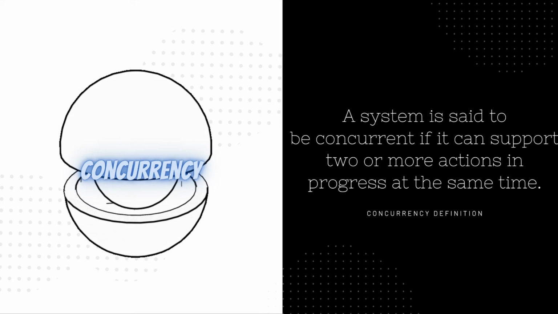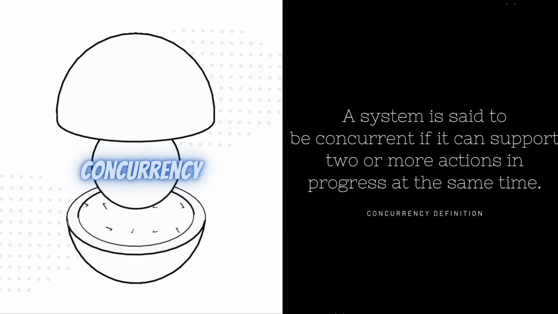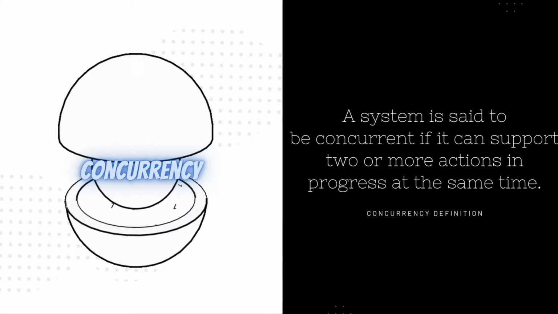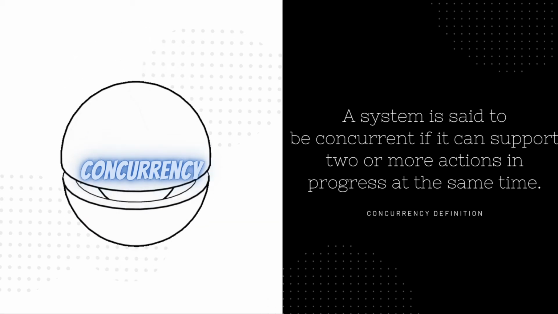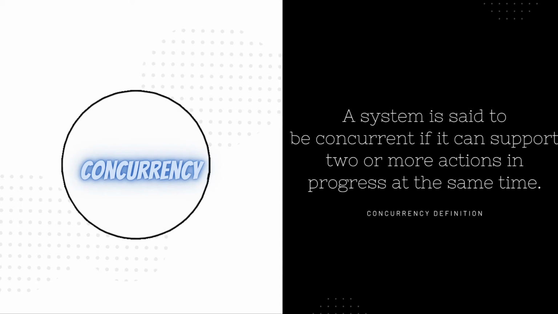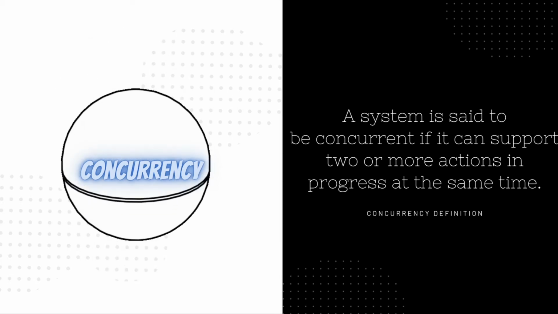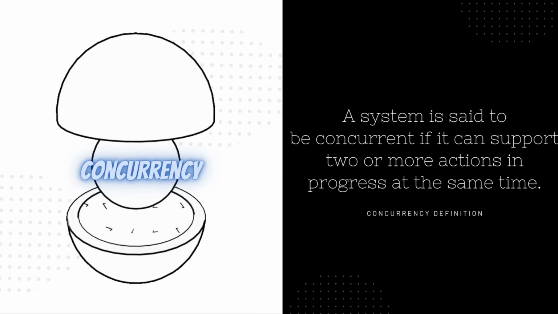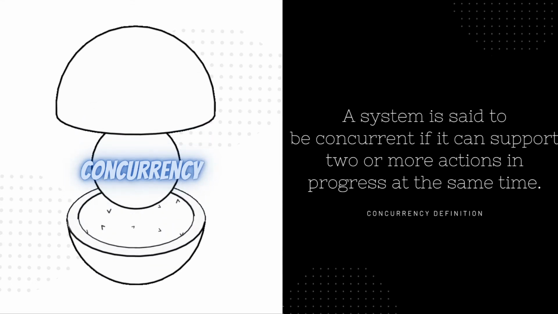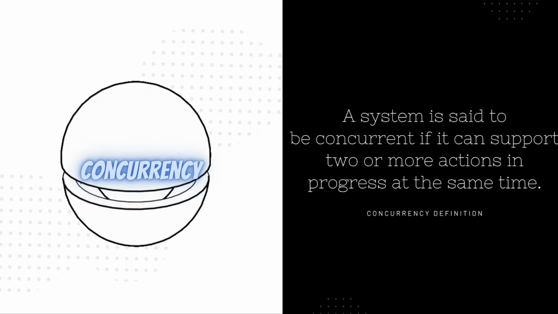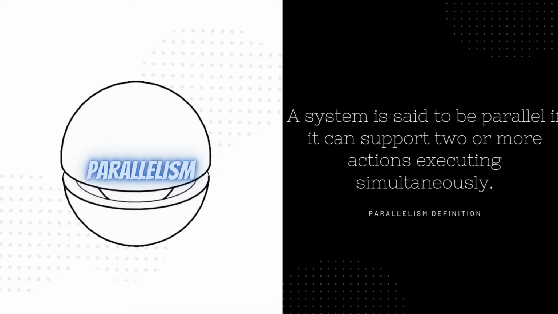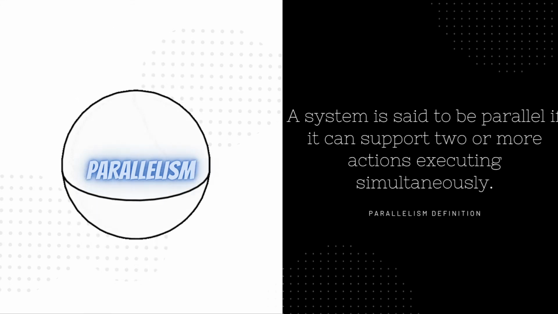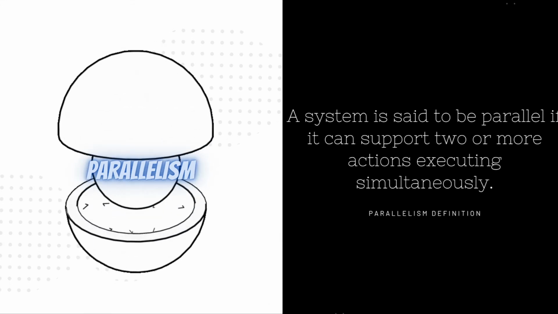Let's have a look at the textbook definitions of the same. Concurrency: a system is said to be concurrent if it can support two or more actions in progress at the same time. Just notice the emphasis on the word progress. And parallelism: a system is said to be parallel if it can support two or more actions executing simultaneously.